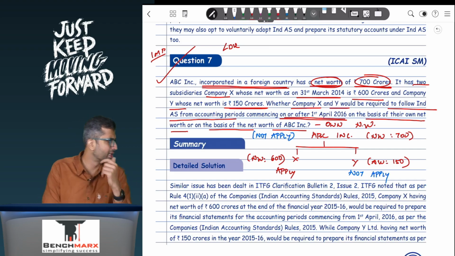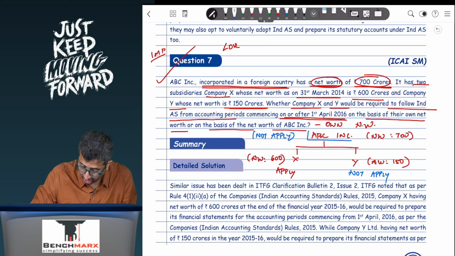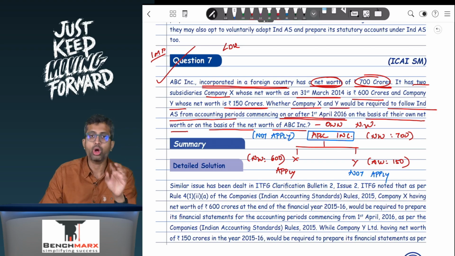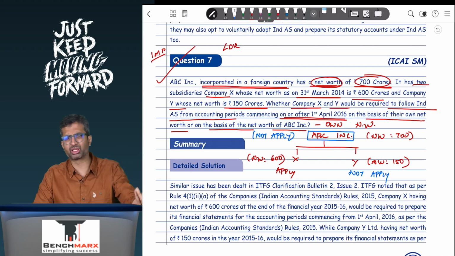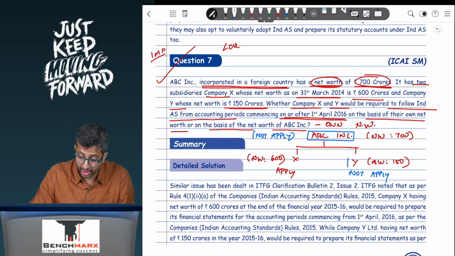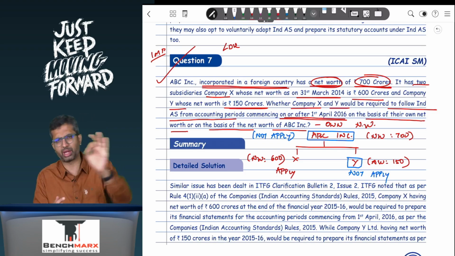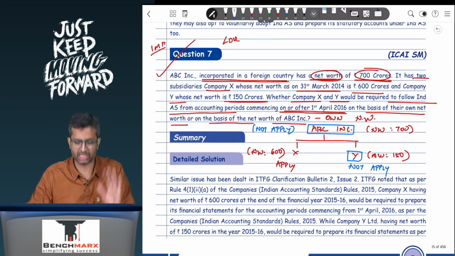Now, let me make your case a little more complicated. Let us say ABC Inc. was not a foreign company. It was, let us say, an Indian company. Will your solution change? Now, will ABC Inc. have to prepare its accounts as per Ind AS? If it was an Indian company, yes. X irrespective has to prepare as per Ind AS. What about Y? Now will Y have to prepare accounts as per Ind AS? Yes, very nice. Now Y will also have to prepare. I think you have understood based on your answers. Great. So over here, this is that extra point.